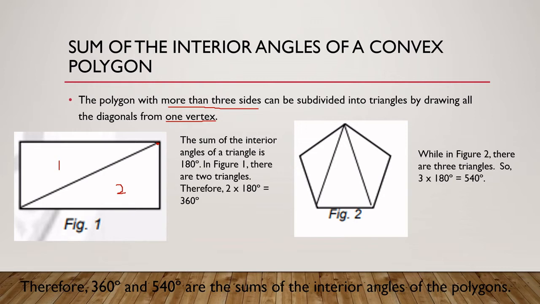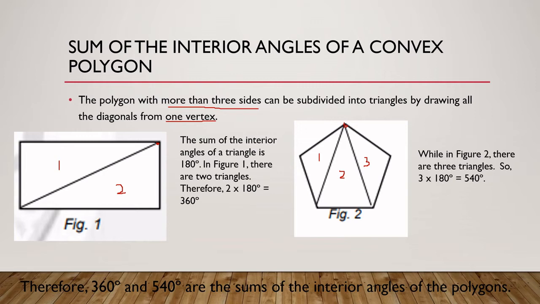In figure 2, we have a 5-sided polygon and we call it pentagon. So kung hahatiin natin by making a diagonal from one vertex, makakabuo tayo ng 3 triangles. We have triangle 1, triangle 2, and triangle 3.